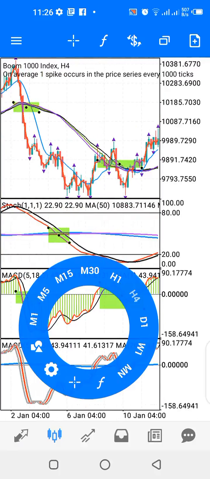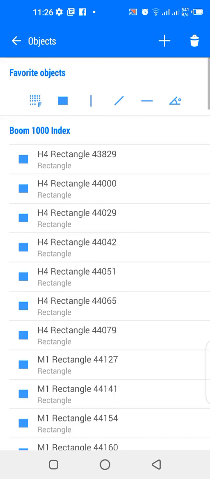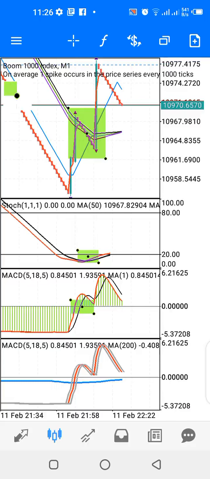Let's go to 1 minute time frame, like you have around here. Buy signal.